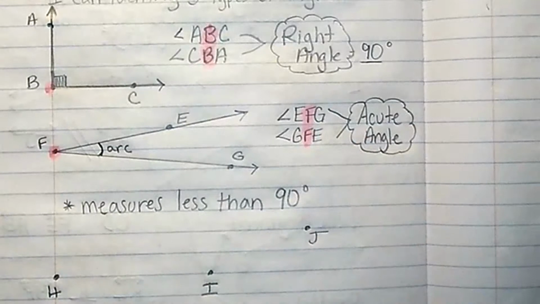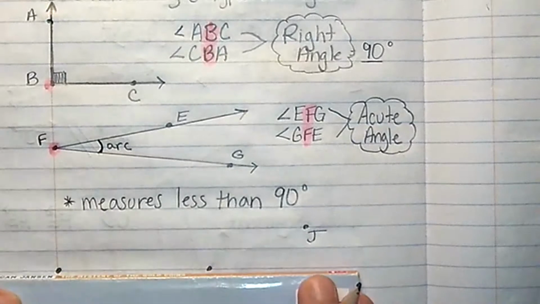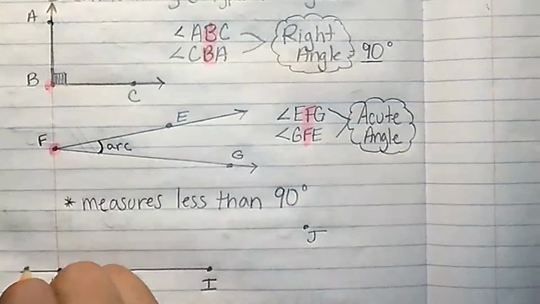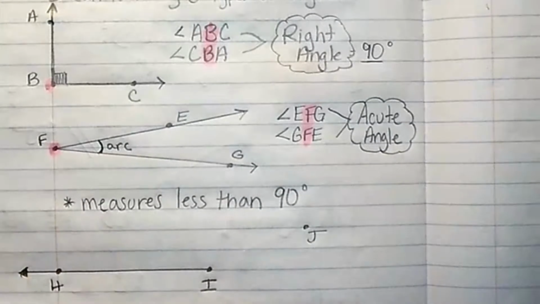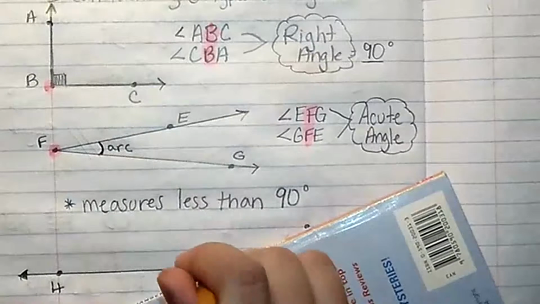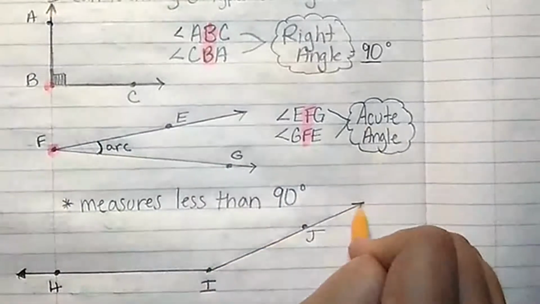Now, depending how I connected these would depend the kind of angle I'm going to make. We're going to use I as the vertex. So I want you to start on I and trace towards the H. Put your arrowhead on. And then I'm going to start at the I and I'm going to trace towards the J. And don't forget your arrowhead.